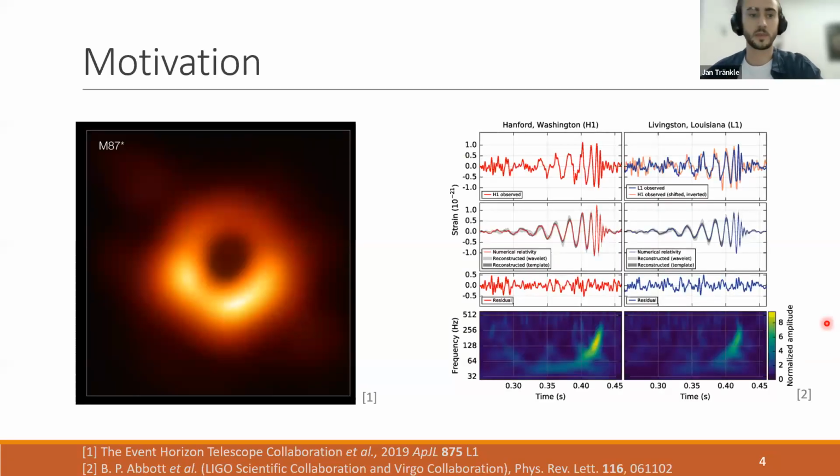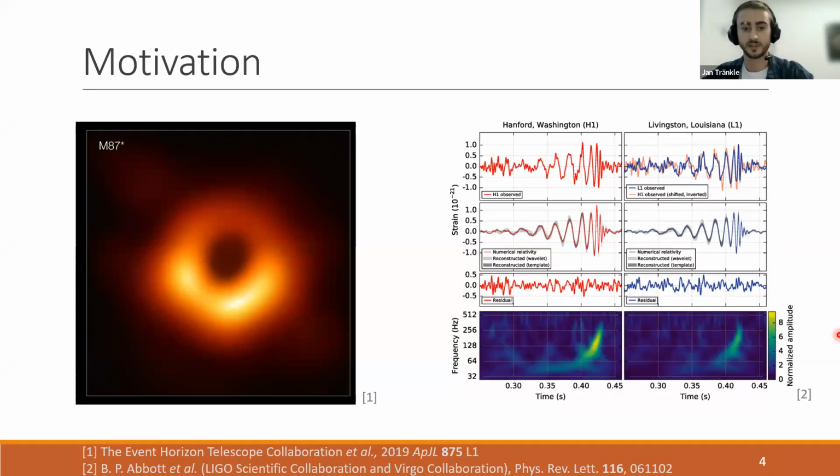So to begin, I want to show you these two pictures that you most certainly have seen before. Here on the left, I'm showing you the Event Horizon Telescope image of the supermassive black hole in the galaxy M87. And on the right, I'm showing you the data of the first gravitational wave detection of the LIGO and Virgo collaboration. I'm just showing you these two images to remind you that black holes are no longer just a theoretical construct that we can treat with pen and paper, but we are actually collecting data, and we are collecting data on the high curvature regime that hasn't been accessible before.